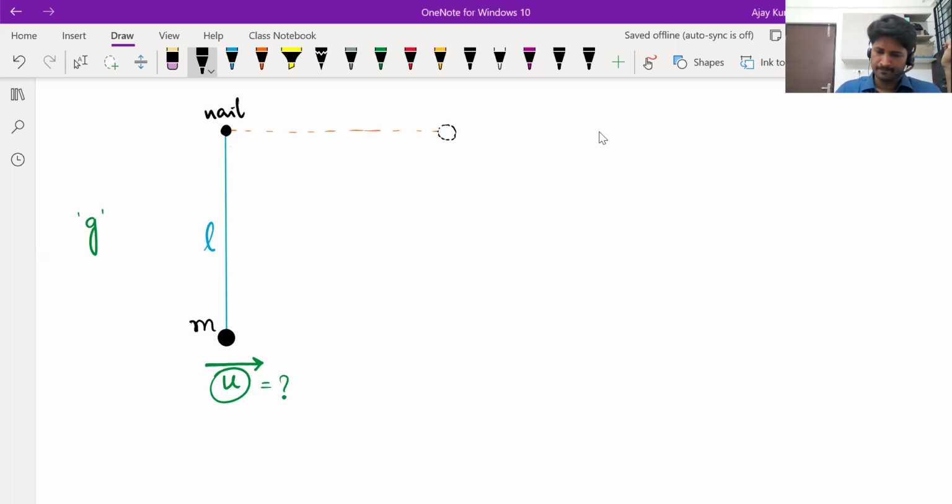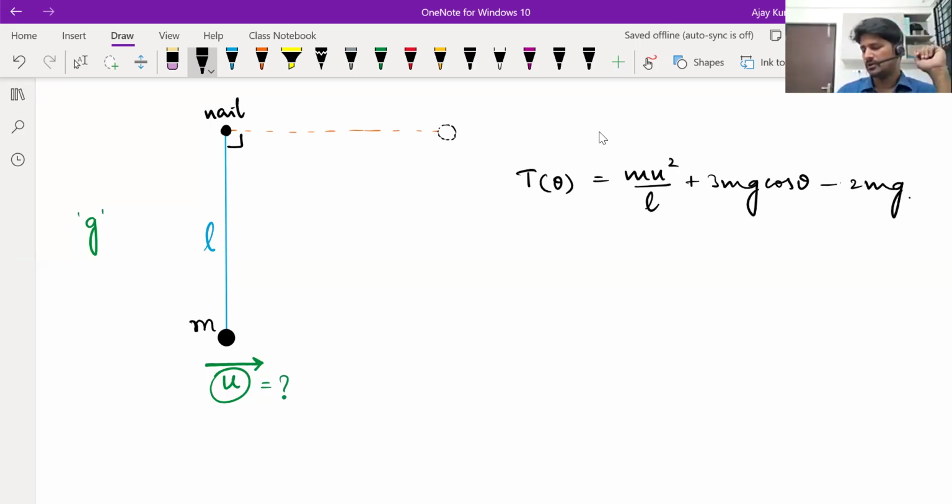What I did was use the formula which you gave in the last class: T(theta) is equal to mv squared by L plus 3 mg cos theta minus 2 mg. That is the formula for tension as a function of theta. Using this formula, what will you get? You can substitute theta equal to 90 degrees in this. What does it give you?